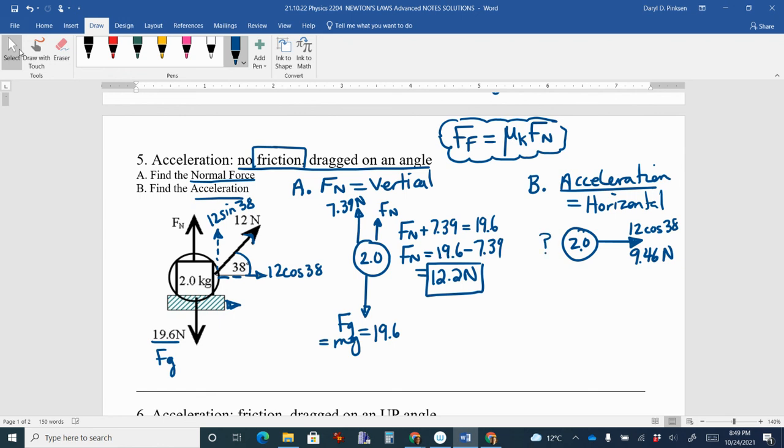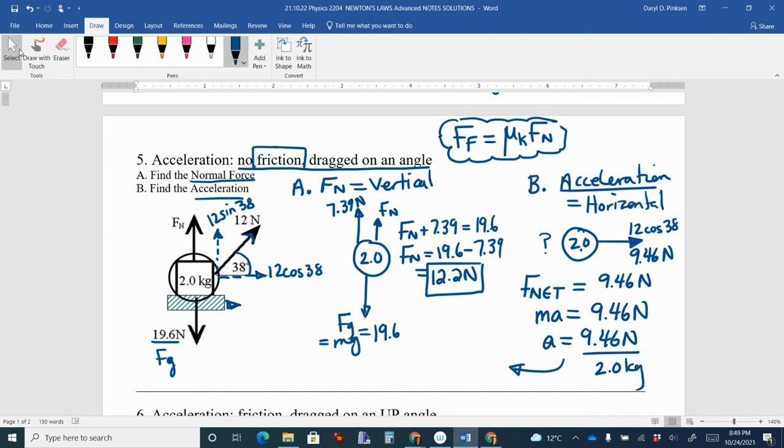Over here, there's nothing. We're told there's no friction. So there's nothing on the other side. There is only one force. That means that the F net is 9.46 newtons. There's nothing to subtract. The F net is ma, and the acceleration is 9.46 newtons all over the mass, which is 2 kilos. So that's 9.46 divided by 2 equals 4.73 meters per second squared.